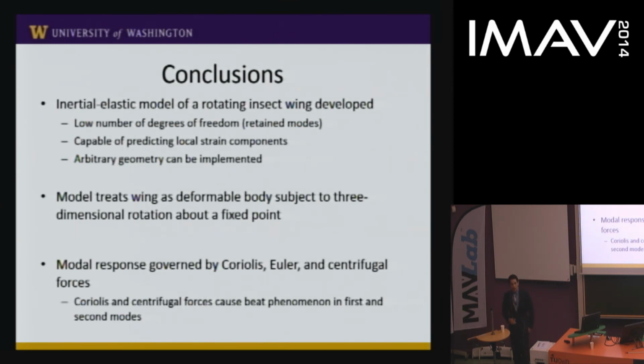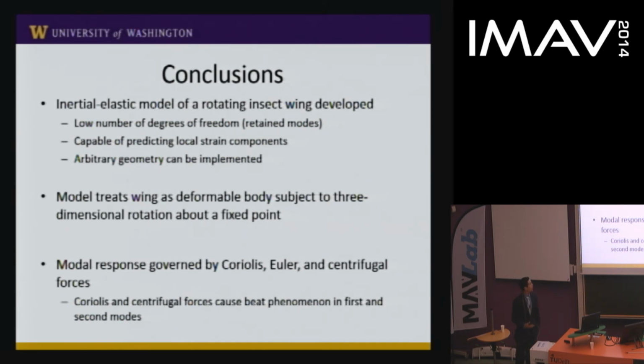So with that, I'd like to briefly conclude this presentation, just summarize some of the results. An inertial elastic model of a rotating insect wing was developed with the following key characteristics. First, it was able to maintain a low number of degrees of freedom, which in this case was just the retained number of modes. So for our example, two mode shapes. Second, it was capable of predicting the local strains such that it can facilitate studies in insect neurological feedback. Third, it was able to accommodate arbitrary geometry. You can see that now we can design any wing we'd like within the finite element software, so this can really constitute any insect.